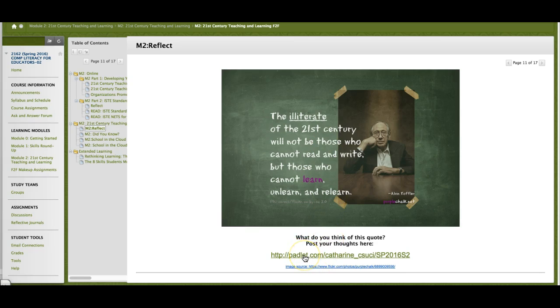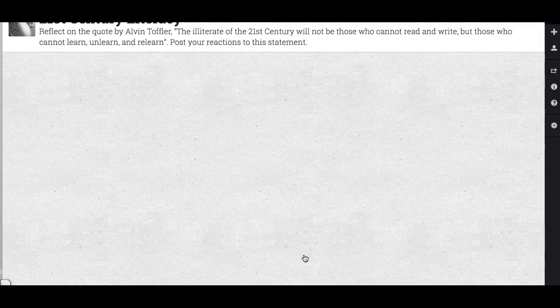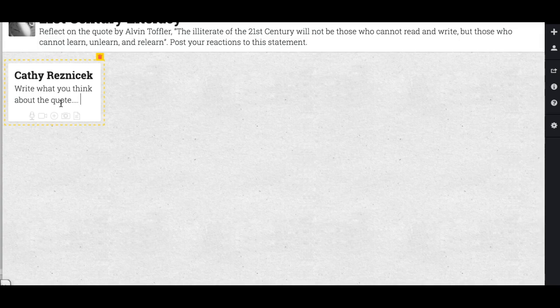And then you're going to click here on this link to the Padlet wall. And when this comes up, what you're going to do is double click somewhere on the wall, and you're going to put your name, and then you're going to write what you think about the quote. Okay, so you're just going to post that.